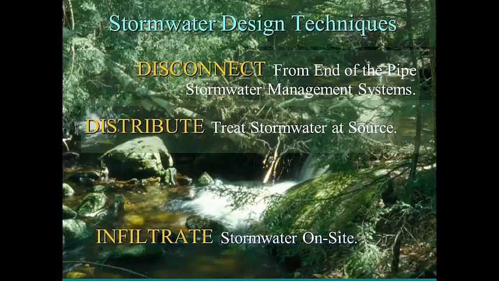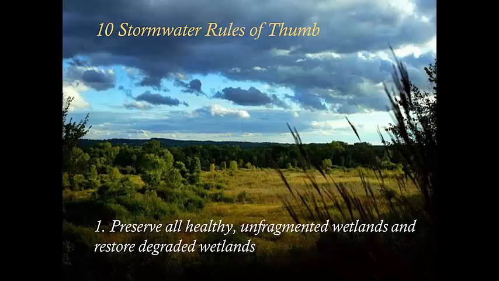The mantra that applies for all forms of stormwater planning is to disconnect from end-of-the-pipe stormwater management systems, distribute and treat stormwater at the source, and infiltrate stormwater on site. We've defined 10 rules of thumb as a guide for community planning that can also be used for project design and review. The first rule of thumb is to identify healthy, unfragmented wetlands in the landscape or on the lot that are suitable candidates for preservation.